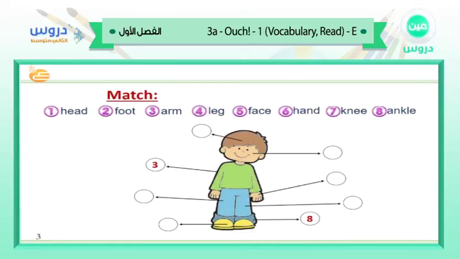And let's see the answers. Here is the head, of course. And this is what? The face. The face is number five. And what is this? This is number six, the hand. And this one here is number seven, knee. And this is the leg, number four. Last but not least is the foot, number two. Okay, we got it.